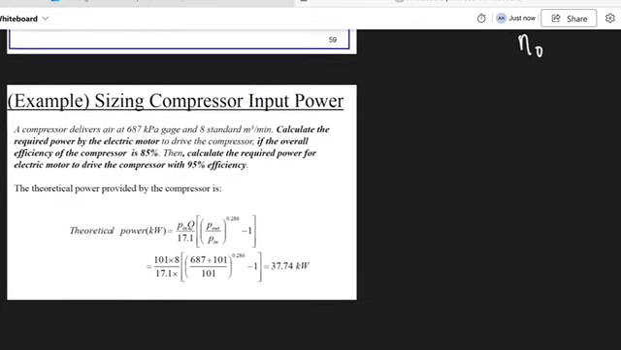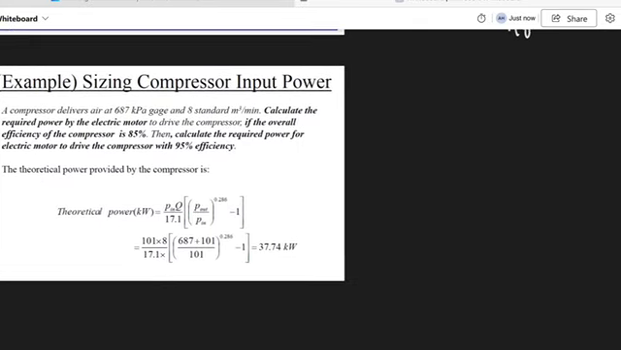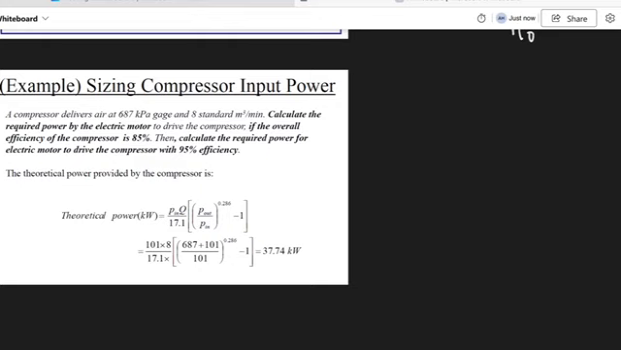Let's look at an example here. A compressor delivers at 687 kilopascal gauge and 8 standard cubic meters per minute. Calculate the required power by the electric motor to drive the compressor if the overall efficiency of the compressor is 85%. Then calculate the required power for the electric motor to drive the compressor with 95% efficiency.